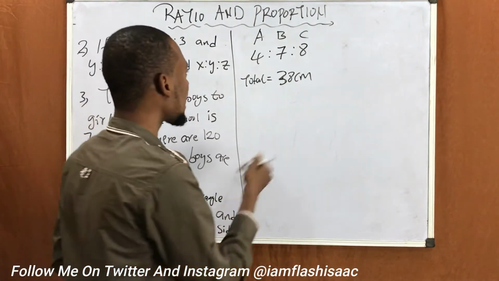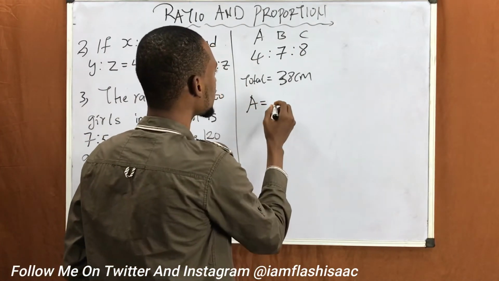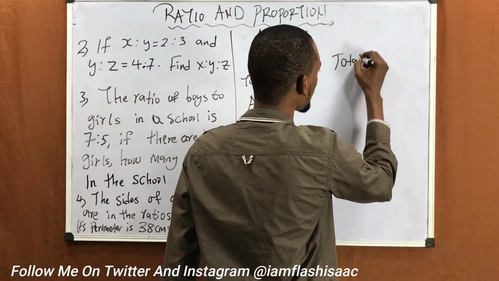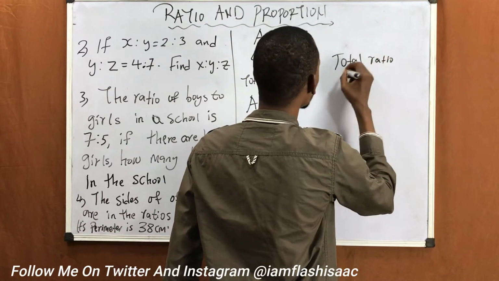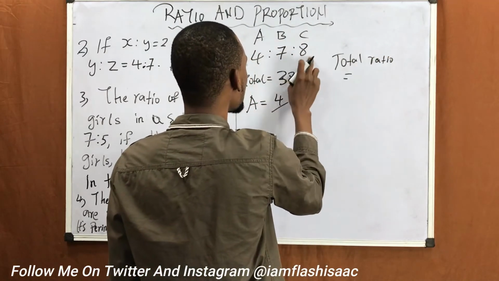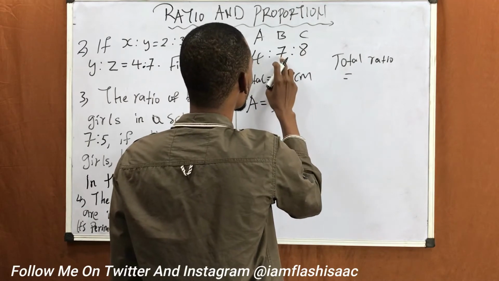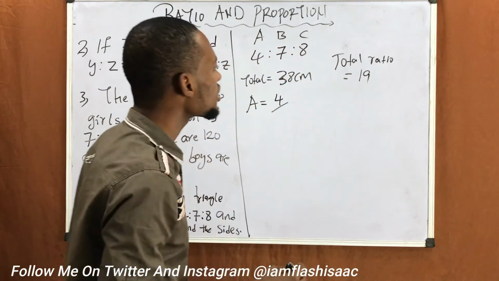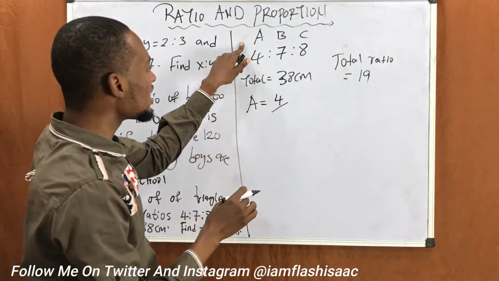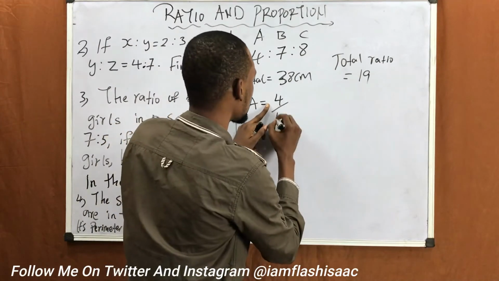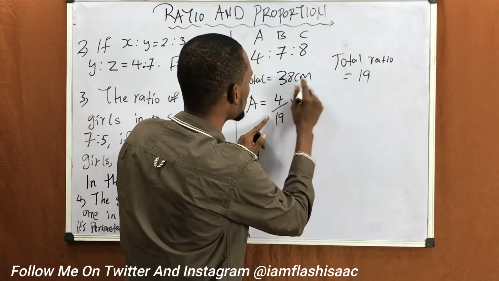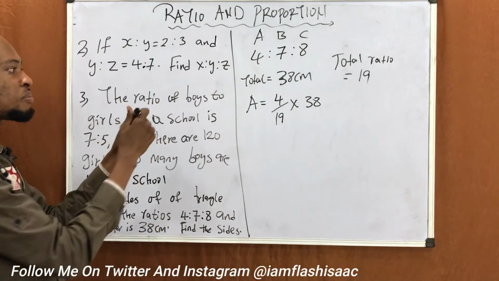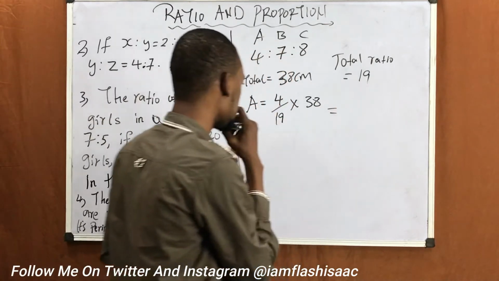And I told you that it means side A is occupying 4 over the total ratio. And the total ratio is equal to 4 plus 7 plus 8. 4 plus 7 is 11, 11 plus 8 is 19. So the total ratio is 19. That means side A is 4 over 19 times the total distance. That will give you the value of side A.